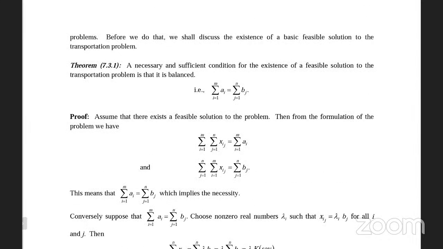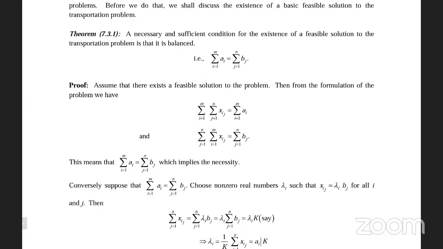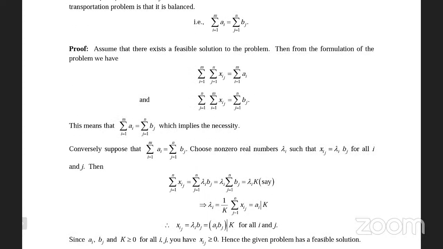Now from the exam point of view, there is one theorem. What is the necessary and sufficient condition for the existence of a feasible solution to the transportation problem when it is balanced? At that time the condition is summation ai equal to summation bj. If I add the total of the rows, summation i equal to 1 to m, summation j equal to 1 to n xij, the row total is summation ai, and the column total is summation j equal to 1 to n, summation i equal to 1 to m xij equal to summation j equal to 1 to n bj. This means summation i equal to 1 to m ai equals summation j equal to 1 to n bj, which implies the necessity.